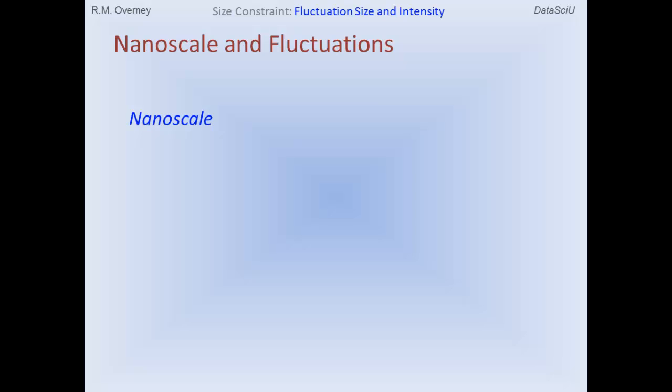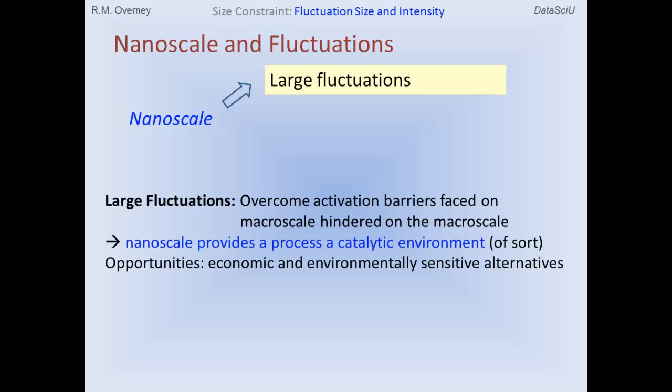Noticing the increase in the fluctuation size and the decrease in the number of fluctuations, the nanoscale offers multiple opportunities to influence processes. For instance, with an increase in the fluctuation size, a process hindered on the macro scale by an activation barrier can become possible on the nanoscale. In other words, the nanoscale can provide a catalytic environment of sorts without actually adding a catalyst. This provides a wonderful opportunity, as it could offer economic and environmentally sensitive alternatives for applications that rely on rare and environmentally malignant catalysts.